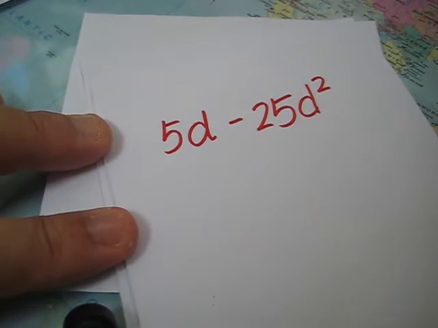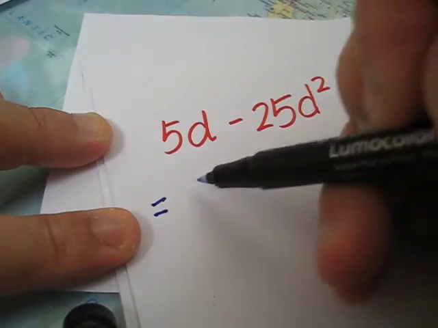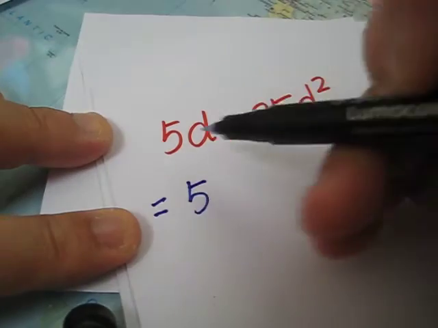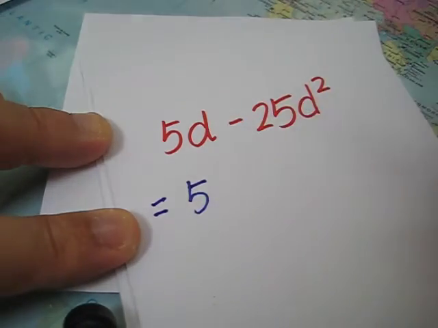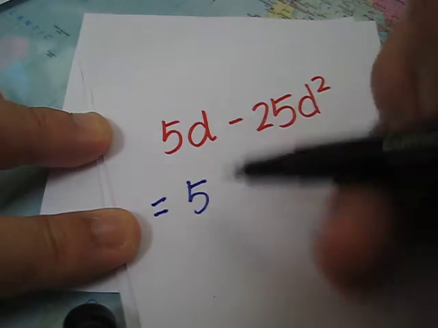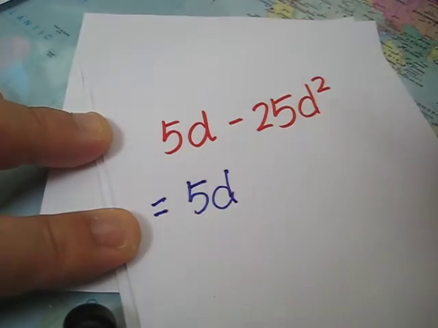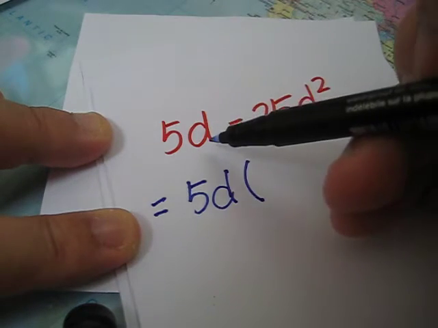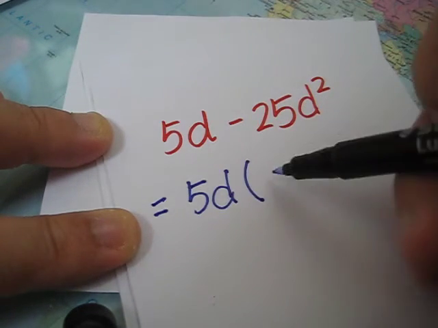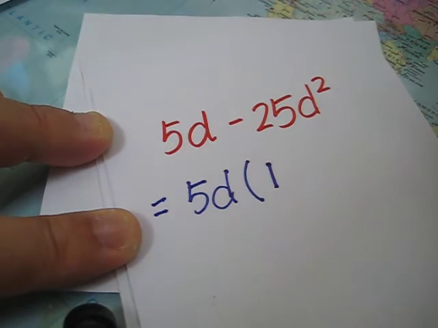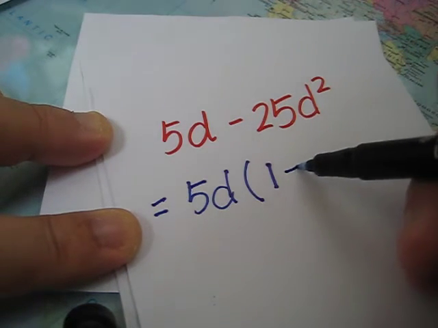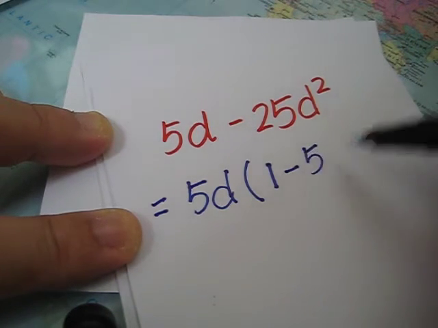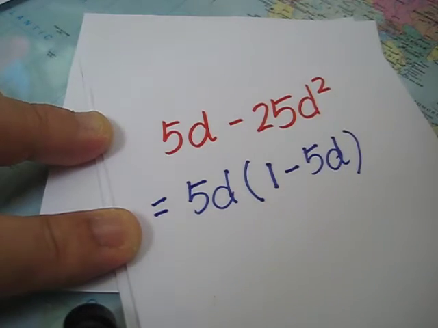With 5d minus 25d squared, 5 would be the highest common factor of these two terms. Next, d. And now, 5d, I have removed 5d as a common factor. I'm left with 1. And next, we will have 5d left here.